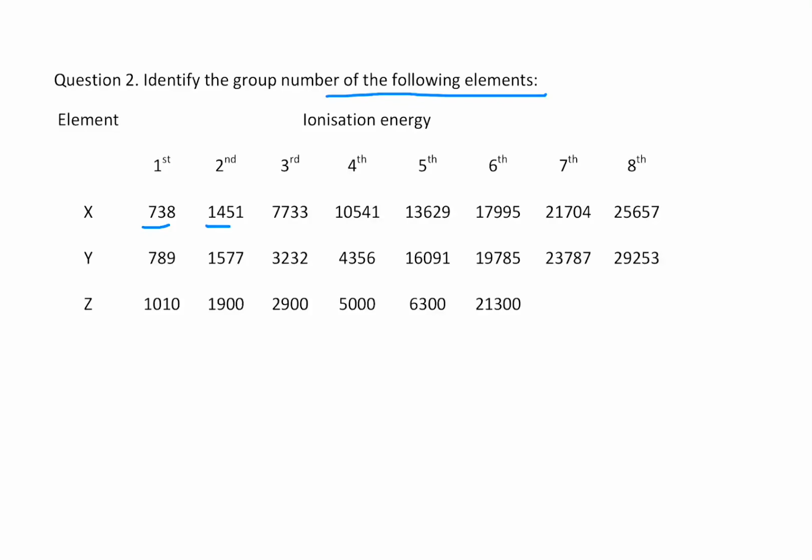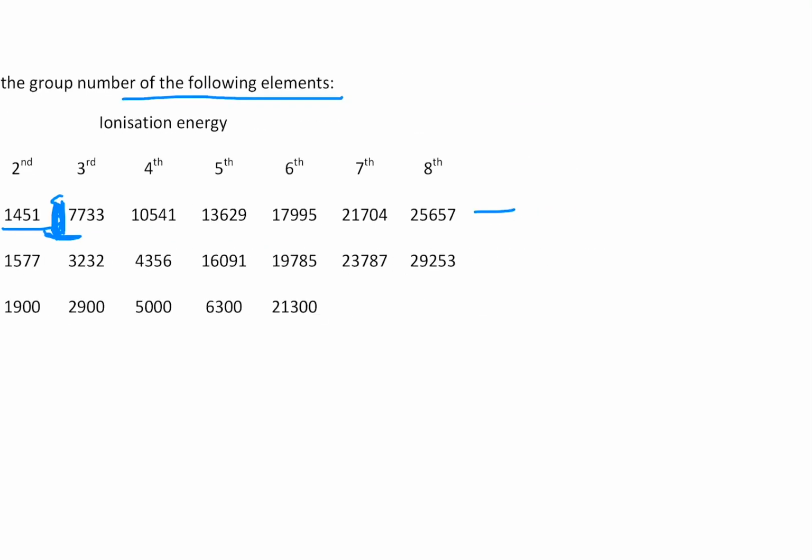700, 1400, so we're adding around 700. And here you see that we're adding actually around 5,000 to this. So there is a big gap here. So for X, already you can see the gap between 1 and 2 here, which means that this is a group 2 element.